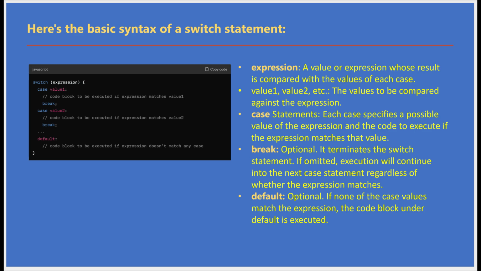After the code block, we have a break statement. This is like telling the translator, "You've found the right language, no need to check the others." If you leave out the break, your translator will keep checking the remaining cases, even though it has already found a match. Finally, we have the default case. This is like the translator's response when it doesn't understand your language. If none of the case values match your expression, the code block under default is executed.